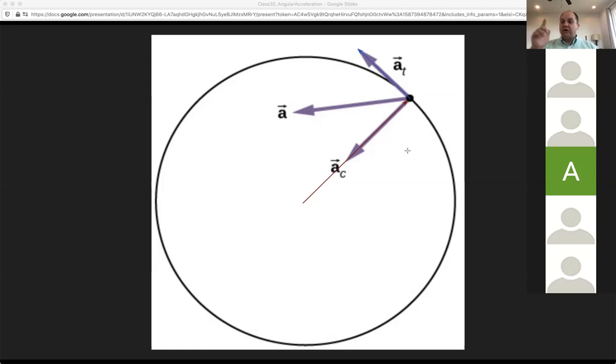So if we use our right hand, we're accelerating around the circle counterclockwise, right? So take your right hand, curl your fingers counterclockwise. Which way does your thumb point? Come on, which way does your thumb point? Did I lose everybody again? No.